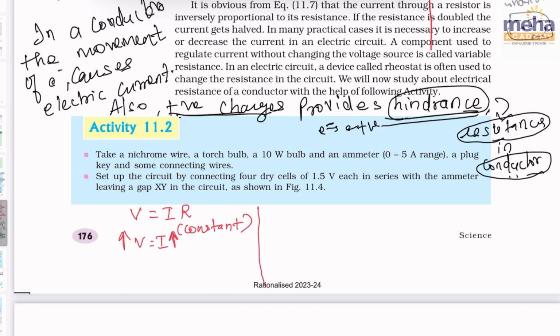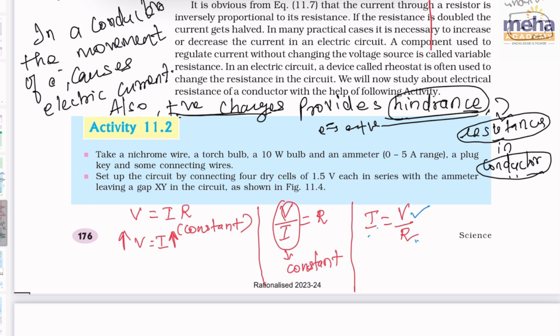Next, V over I is equal to R. Here always remember, for R, this value is always a constant. Then I is equal to V over R. Now you should remember this. Here, if you increase the voltage, I will increase, provided R is constant. Please remember that, because I is related to R also.